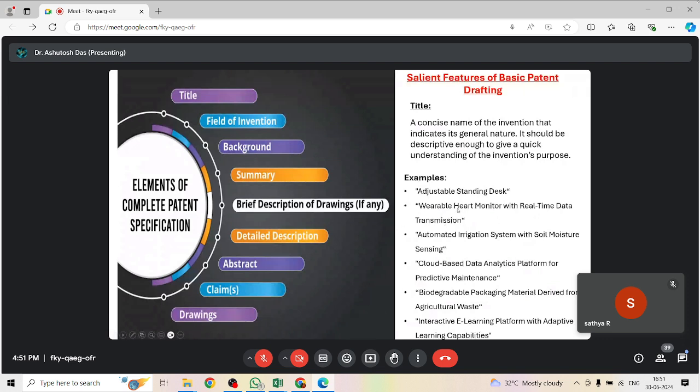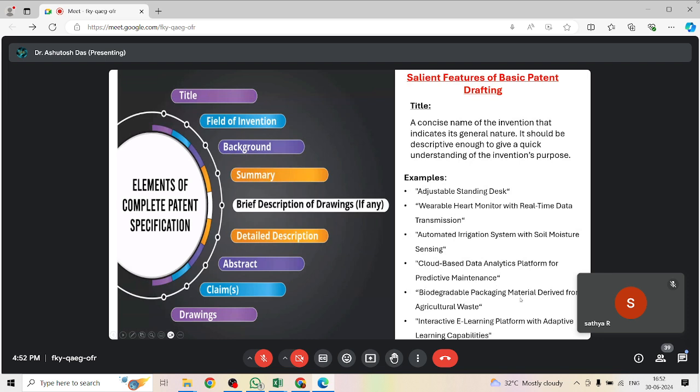You may use different AI tools for that, or you may use ANN, whatever you're using. But now it is a device. So in computer science, whenever you have some device, you can patent it. Automated irrigation system with soil moisture sensing. So details are given: what method you're using and what you're doing. What you want and what method you use, both are there. Cloud-based data analytics platform for predictive maintenance.